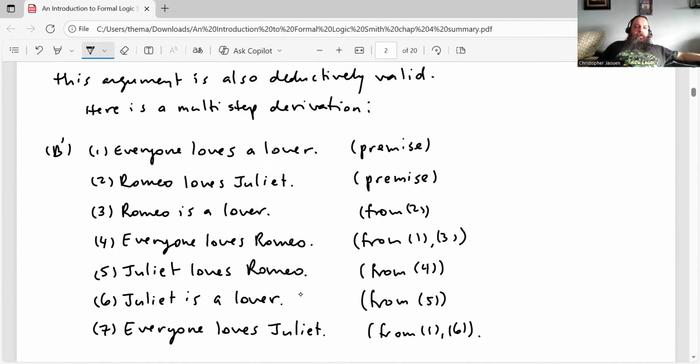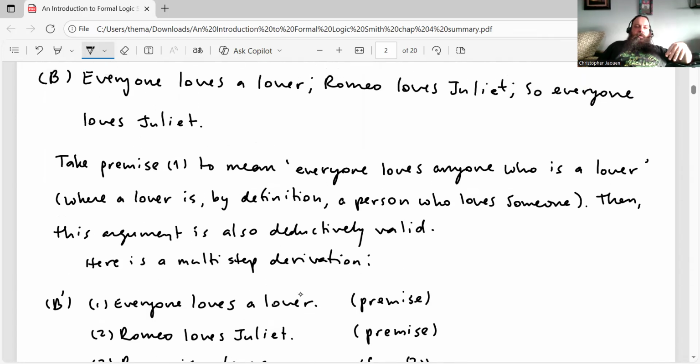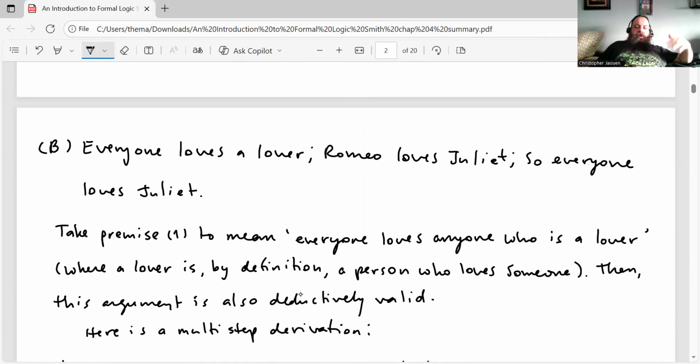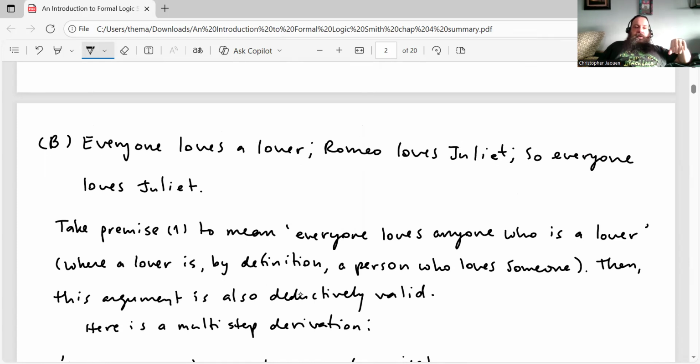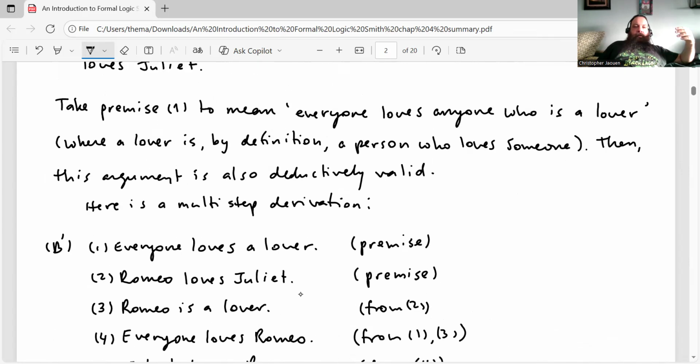Okay, so when it's not written out in this formal, step-based argument, it might not be clear at first glance that this is a valid argument, but indeed it actually is, if you use the definition of what a lover is that the author gives here.